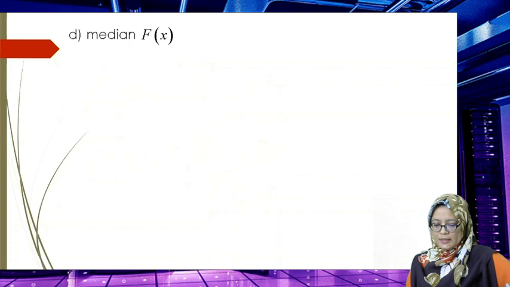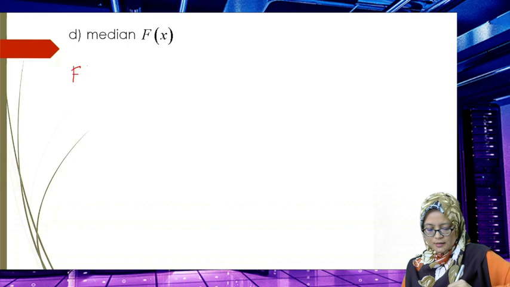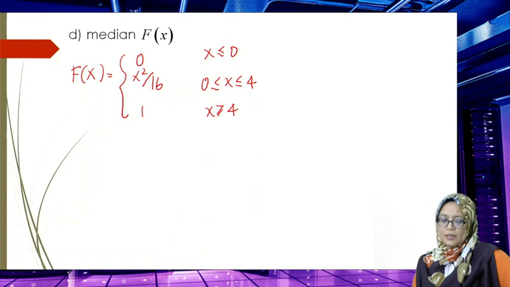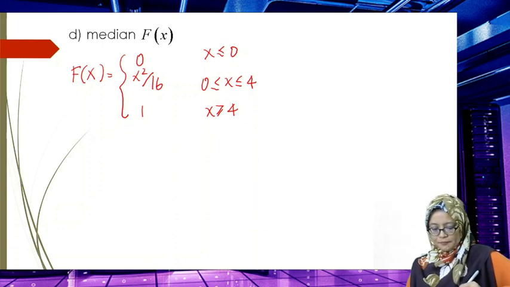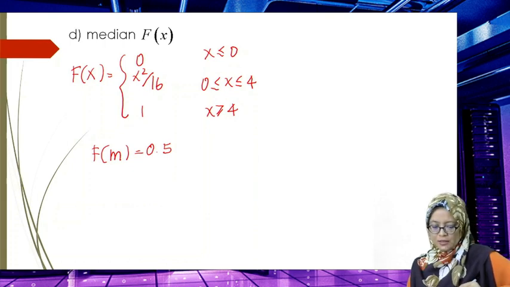Okay, so then kita nak cari median. Okay, so f besar tadi: 0, 1, sini x square over 16, sini x less than 0, 0 until 4, so ini x greater than equal 4. Okay, so median FM equal to 0.5. Okay, so sekarang ni kita nak cari median daripada nilai kumulatif. So kita tahu median is 0.5 sebab sini 0, sini 1.